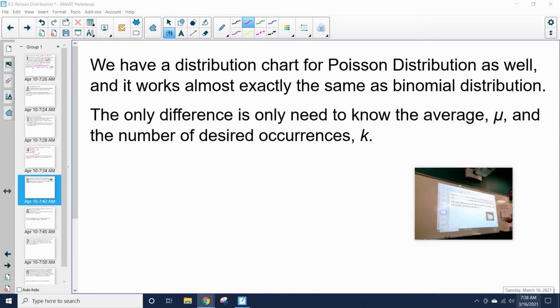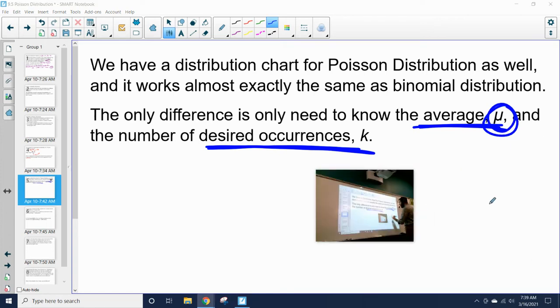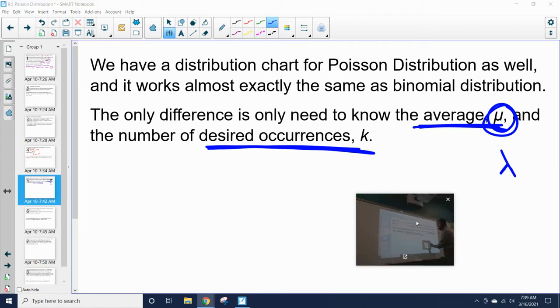We have a distribution chart to use as well, and it works almost exactly the same as a binomial distribution. The only difference is you only need to know two things: what is the average, mu, and what is the desired number of occurrences, which is k. Now, unfortunately, the chart that I have for you, for whatever reason, has different variables. Instead of mu, they use something called lambda, which looks like a weird stick figure leaning to the side. And I think they use x instead of k. But once again, they represent the exact same thing.